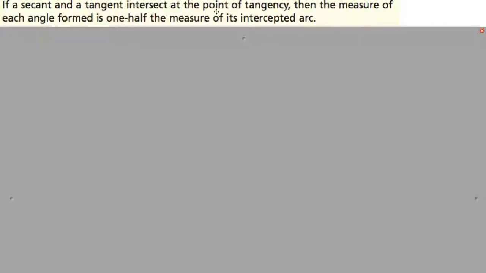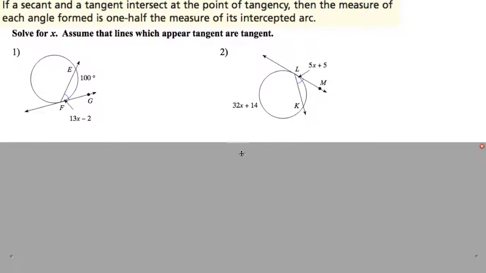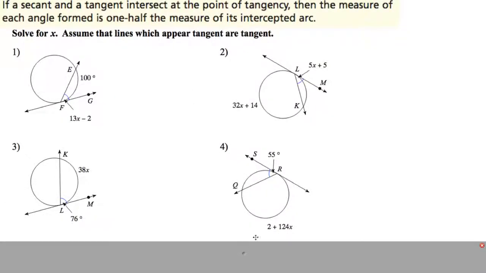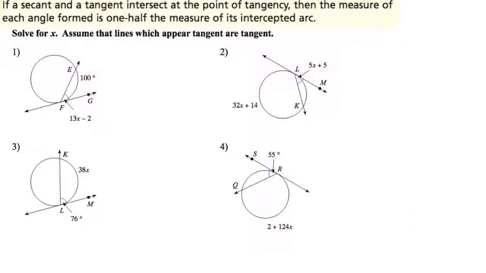All right, so that's simple, but now we have the issue where a secant and a tangent intersect. At the point of tangency, where the line is tangent to the circle, the measure of each angle formed is 1/2 the measure of the intercepted arc. Actually, the point of tangency is the intersection point, so look at that. All right, so let's go through this. What does that mean?